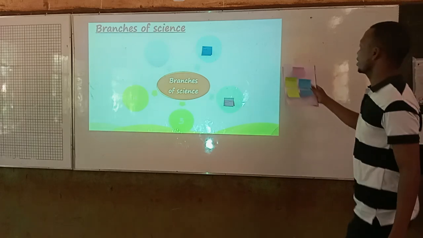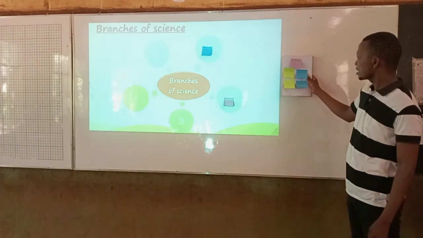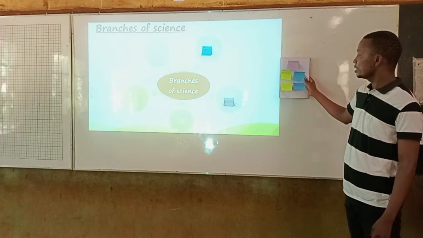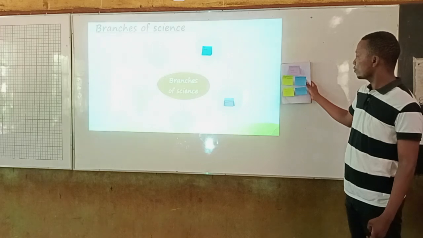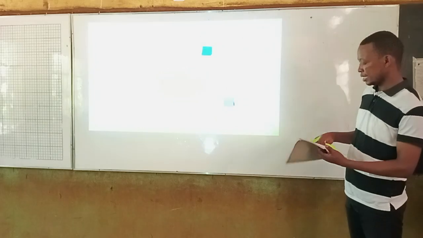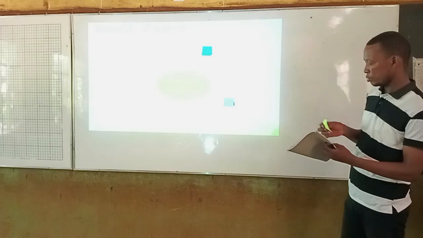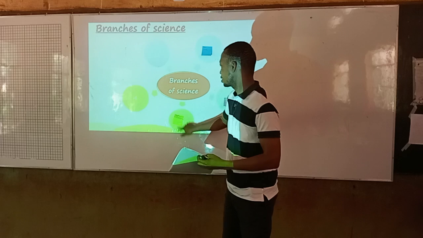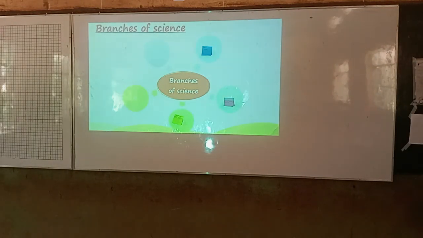Now as you can see their work, they have chemistry, they have earth science, they have repeated chemistry, they have written biology, chemistry, and they have also repeated biology. So we can take one of the stickers and add it here. We will take earth science and put it here. Earth science is one of the branches of science.